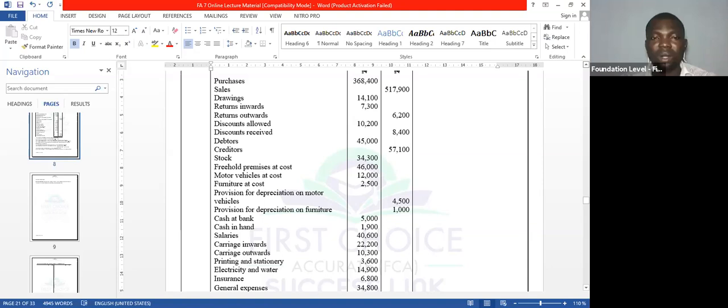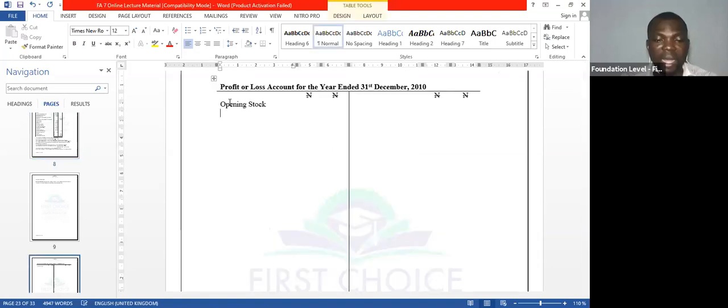So the first one we have in our trial balance is purchases. Purchases is an item in the statement of profit or loss account, and it can be found on the left hand side, debit. In this class, I'm going to show you how to use a particular format. Because we know there's the opening stock, we know our format. Our format will start with opening stock. So let's have opening stock. And we know that the next one is purchases. We are going to add the purchases. What is the figure for purchases?